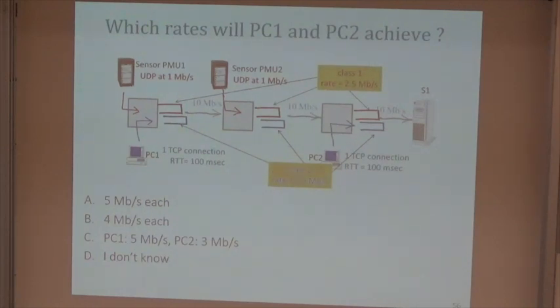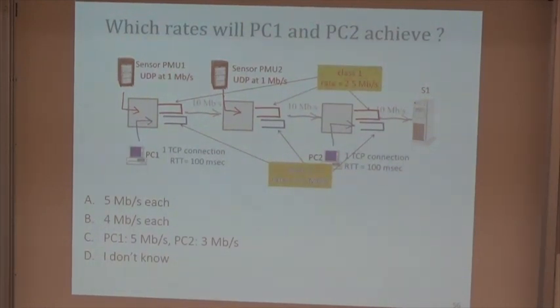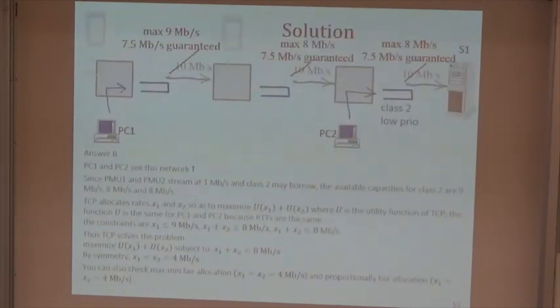I close the poll. And the majority says B, which is the correct answer, at least within the approximations we can make when we reason theoretically. We see in the lab that things are not as clean as in theory, but approximately this is what would happen, because this is the network that PC1 and PC2 will do.